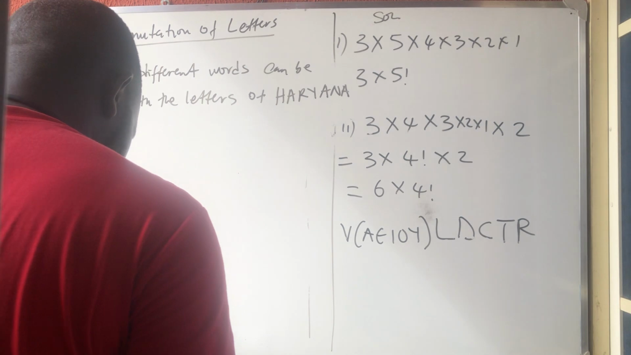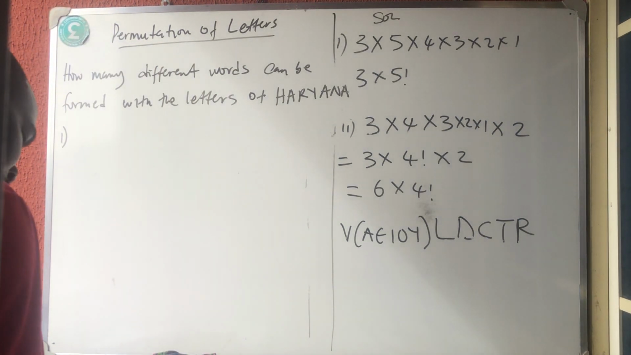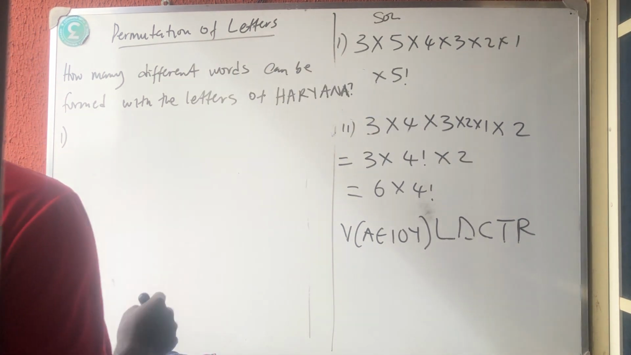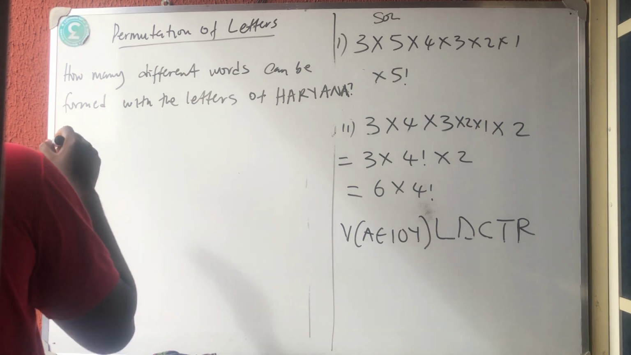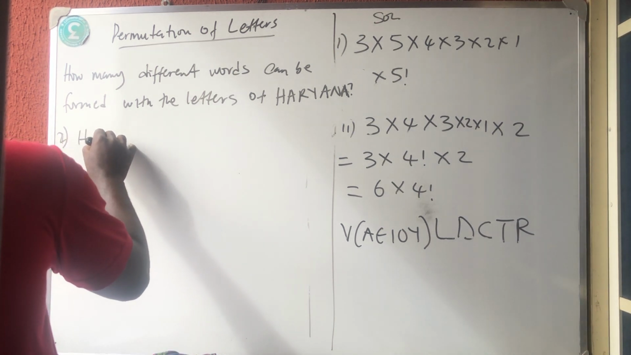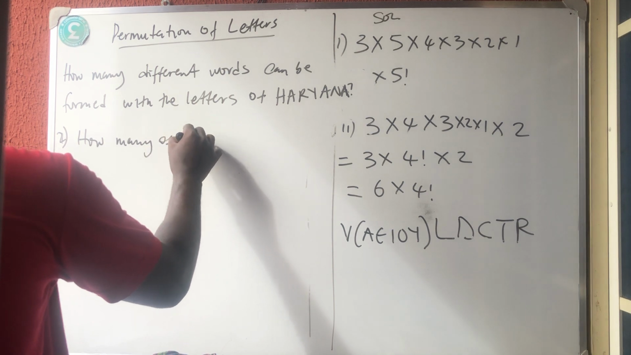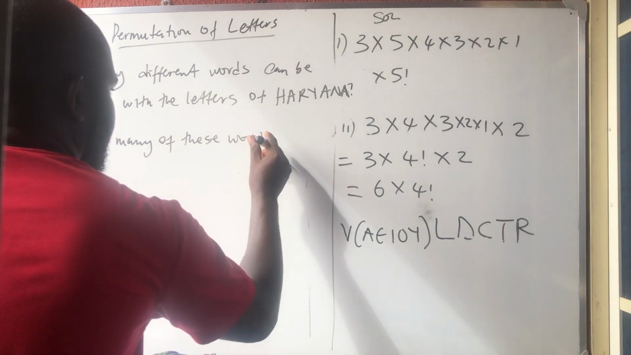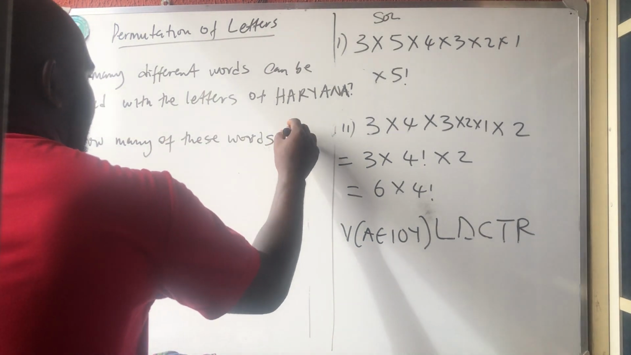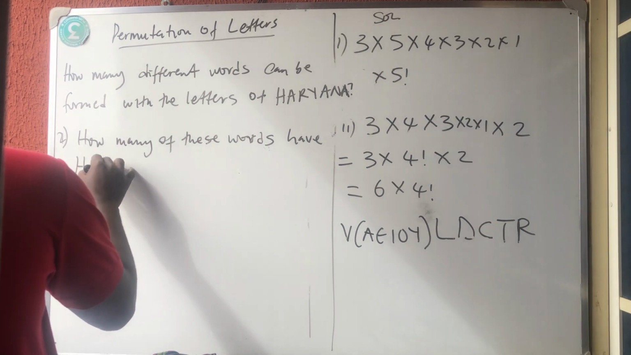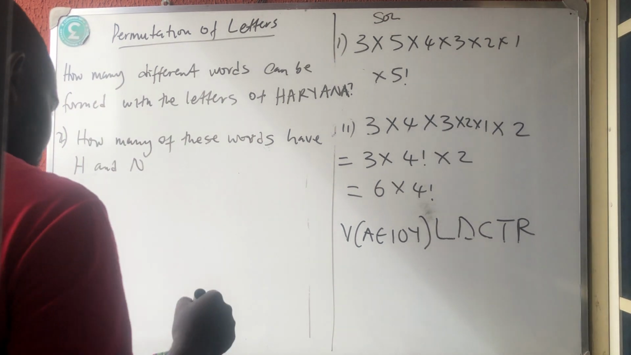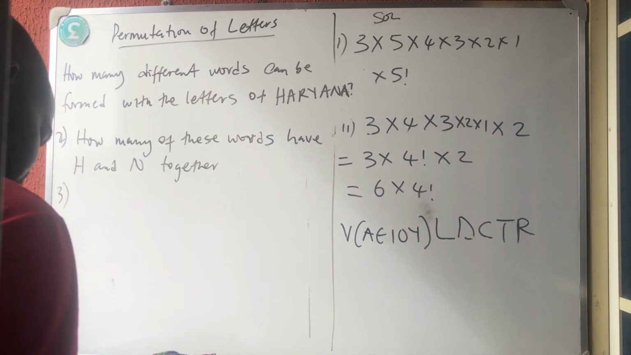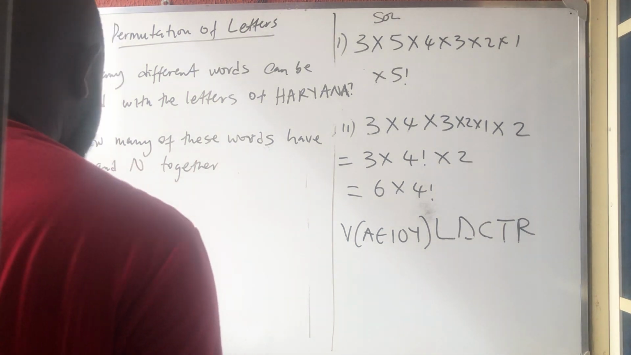You say, how many of these words have H and N? Okay, this is the first question. So the second question now said, how many of these words have H and N together? The third question. How many of these words begin with H and end with N?